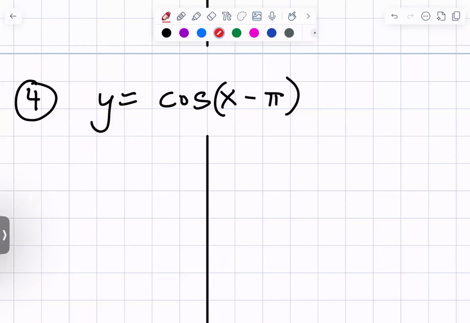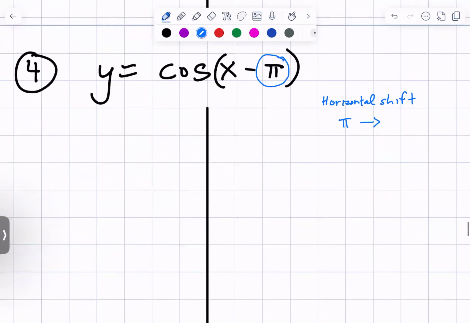So this is the second part of graphing sine and cosine. My next example would be y equals cosine of x minus pi. Okay, and remember your transformations. This pi would be a horizontal shift pi units to the right.